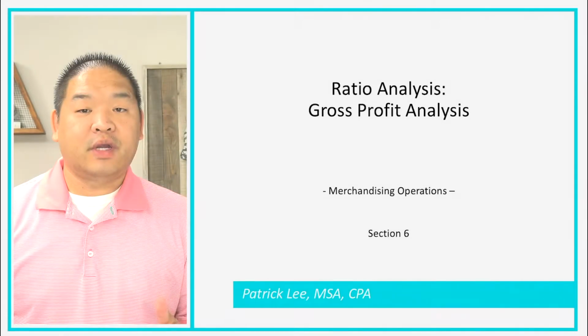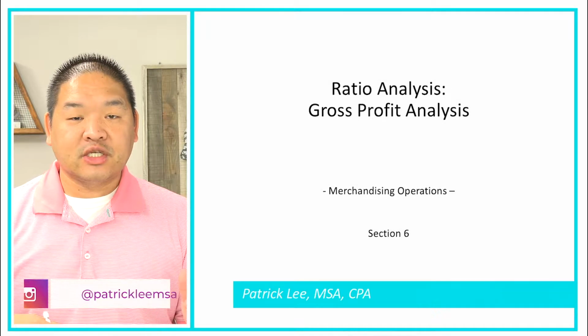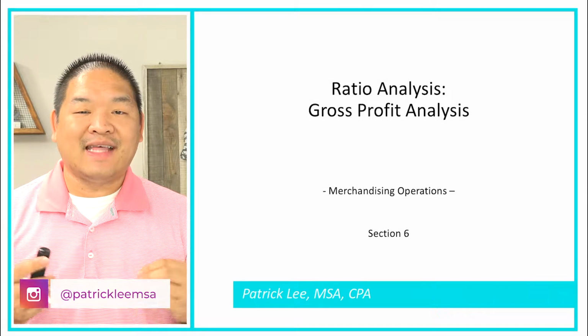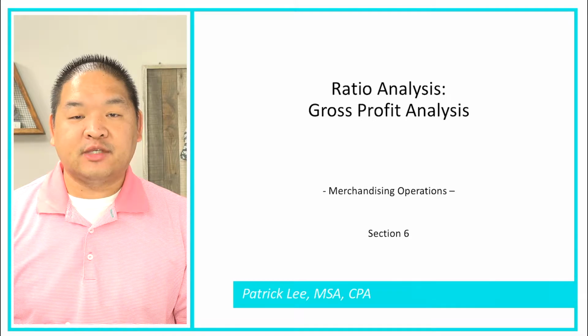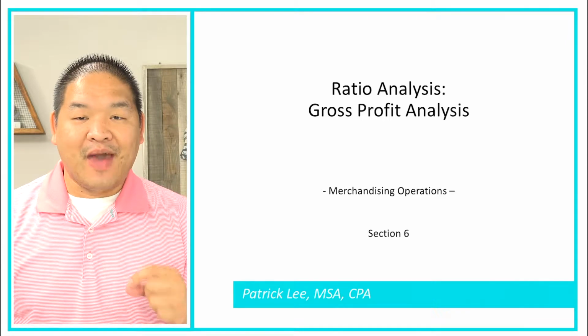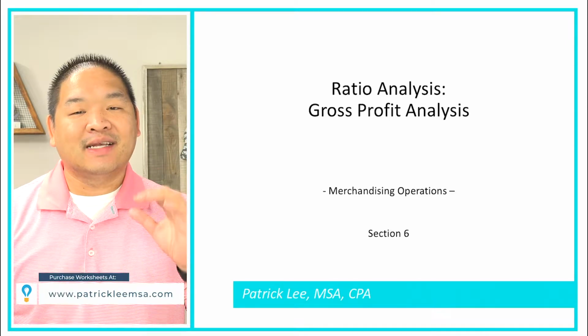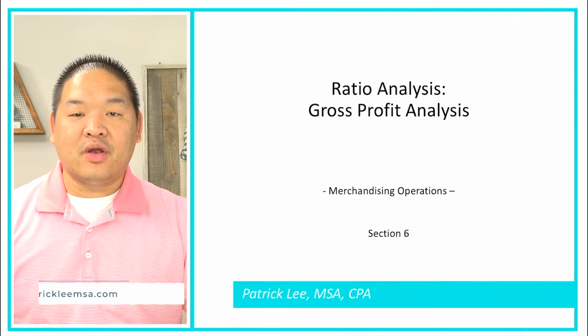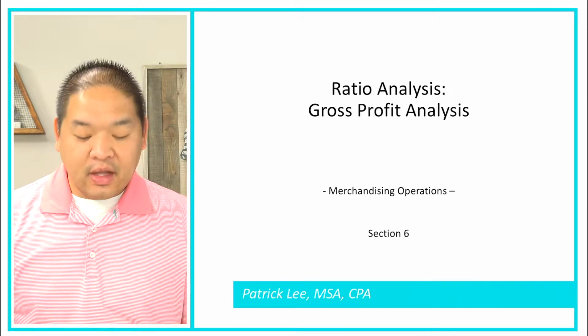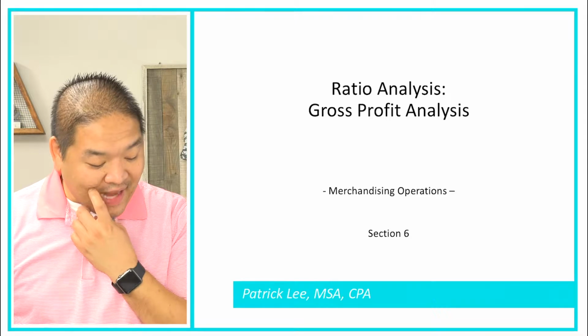All right, in this lesson, we're going to be looking at a ratio analysis. We're actually going to be looking at the ratio analysis that has to do with gross profit percentage. So this is an important one, especially for retailers, because they want to maximize their gross profit percentages, because that will at least help them get to covering all of their other operating expenses. So let's take a look at gross profit analysis.